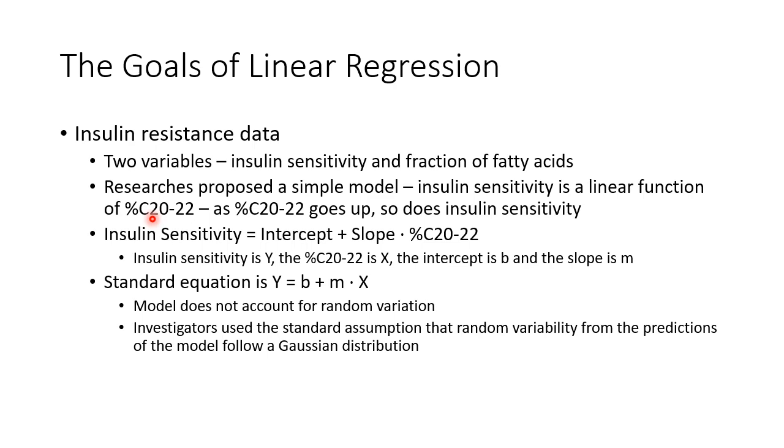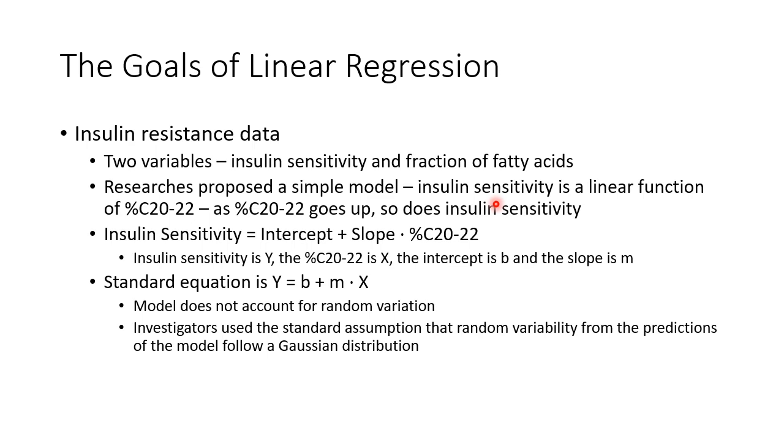But basically, I'm going to show you the graph here in just a second. We're going to find, and they proposed here with a simple model, that insulin sensitivity, which is on the y-axis here, is going to be a linear function of that percentage of those fatty acids, which is going to be on the x-axis, okay? And again, typically your x-axis is going to be your independent variable. You remember what independent variable meant? It's the thing that I'm setting, right?